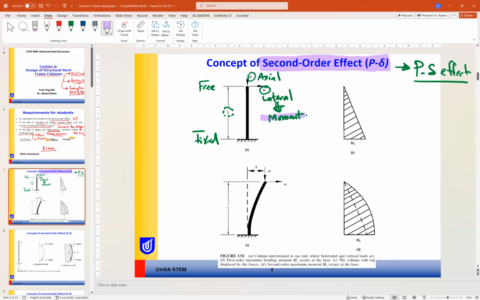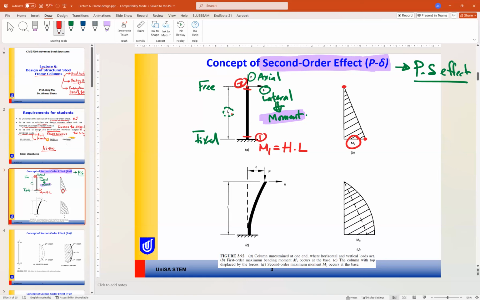So we are looking now at the moments. The moment of this H will be M1. If we cut here at section 1, we have H times L. So the moment here, M1, equals the force H times the distance L. And the moment at section 2 is 0. So we have 0 here and M1 here, connected with a straight line.